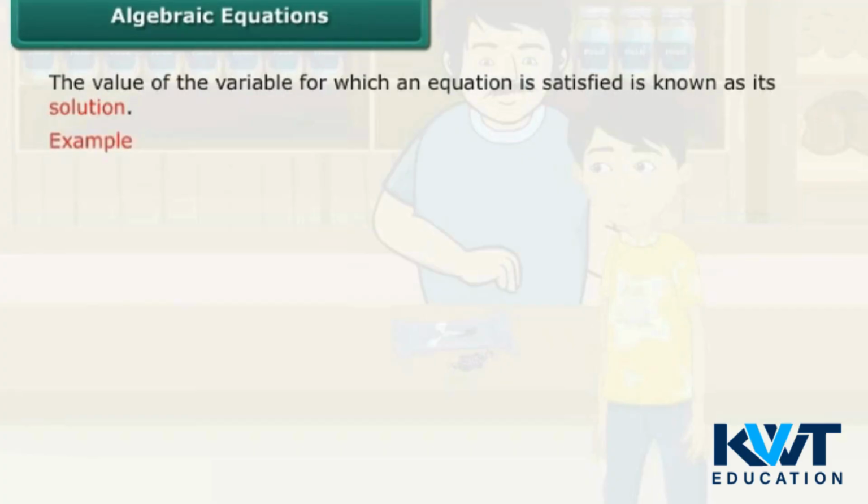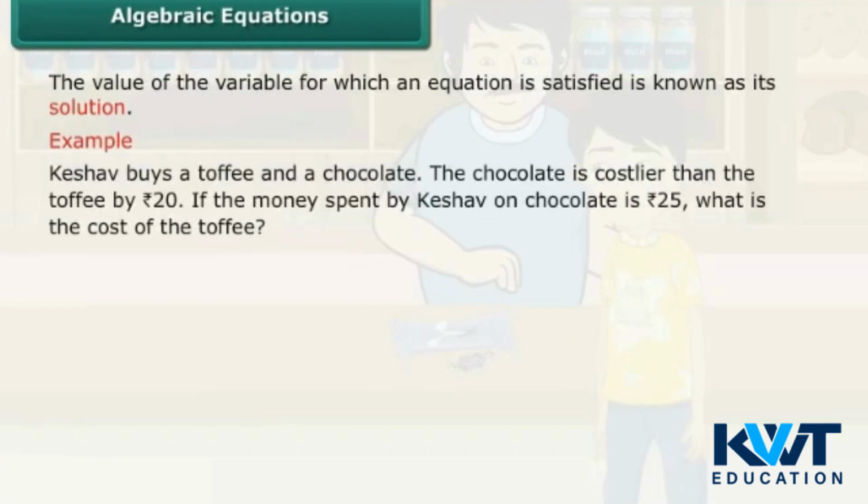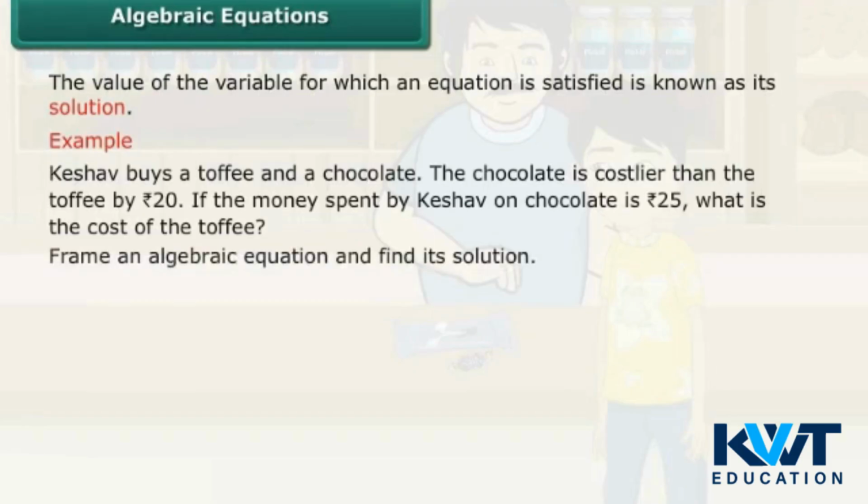Let us consider the example of algebraic expressions. Keshav buys a toffee and a chocolate. The chocolate is costlier than the toffee by 20 rupees. If the money spent by Keshav on chocolate is 25 rupees, what is the cost of the toffee? Frame an algebraic equation and find its solution.